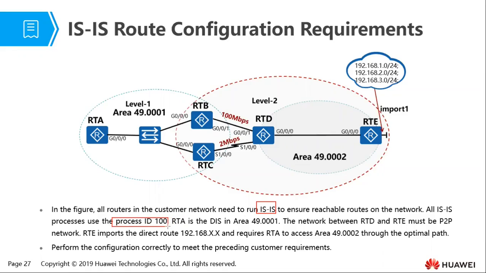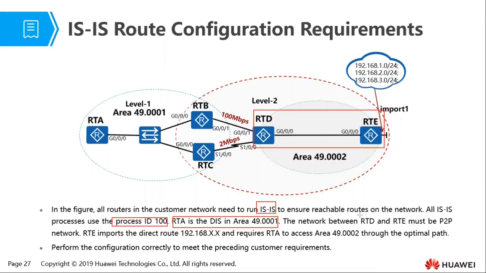From RTA, Router A is the DIS in area 1. Okay, go ahead. The network between router D and router E must be a point-to-point network. So we want to configure this network here to be a point-to-point.